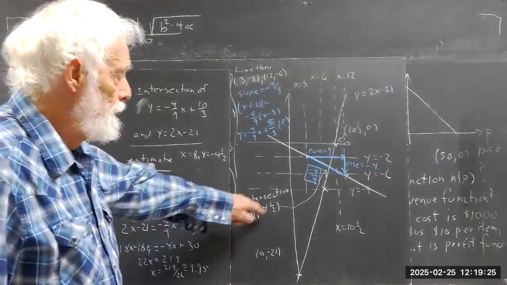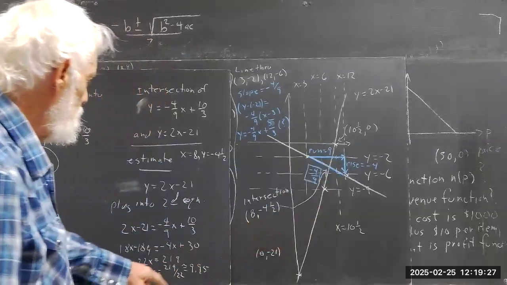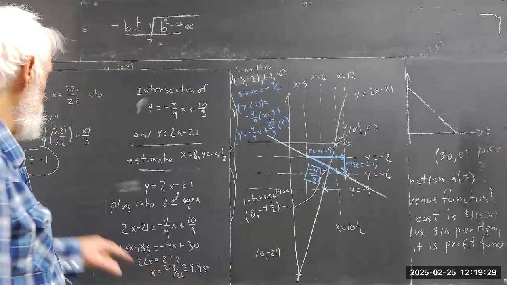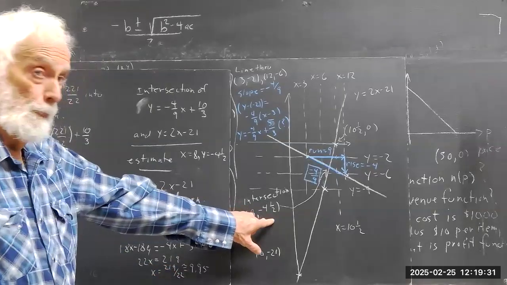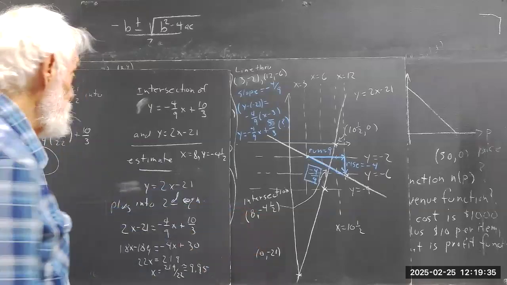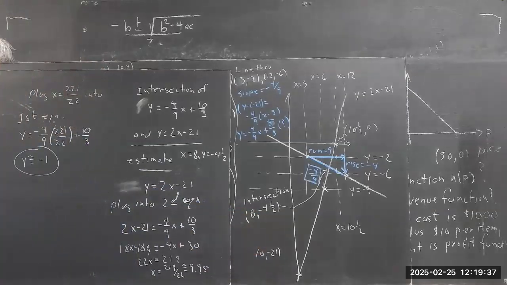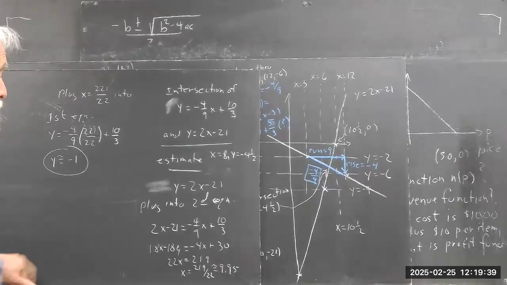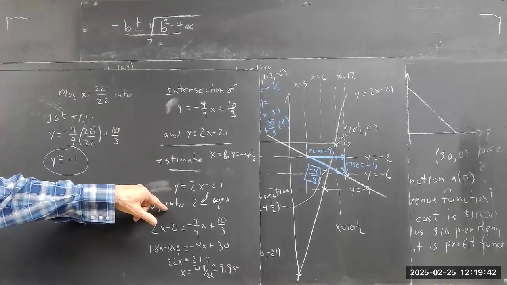Now, the x equals 8 matches reasonably well with x equals 9.95, but the y equals -1 does not match with this. Okay, so obviously there's an error that we don't have time to correct. But do you see the process here?